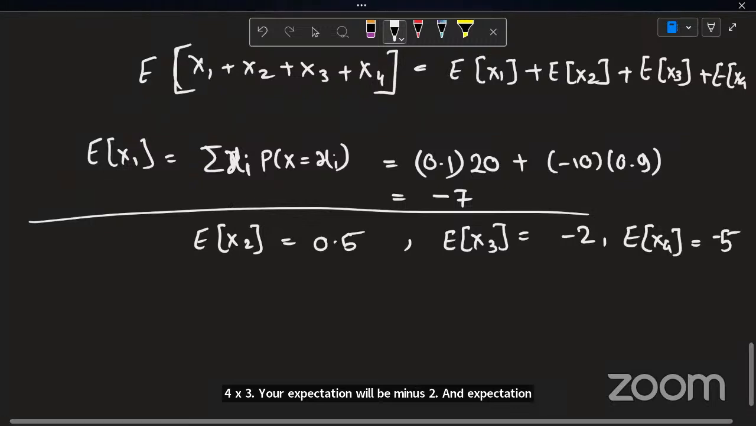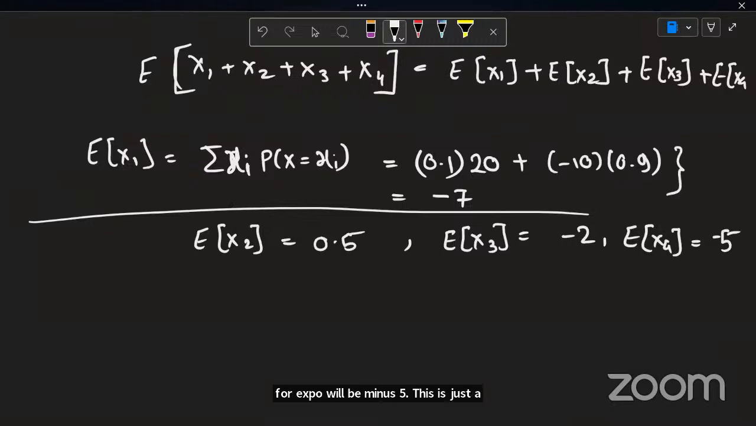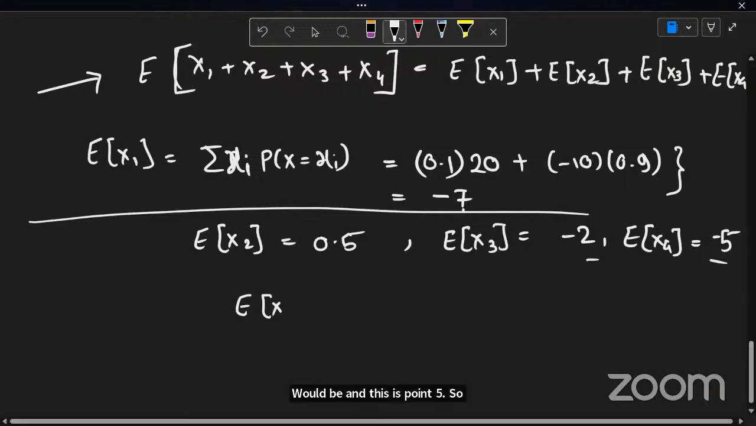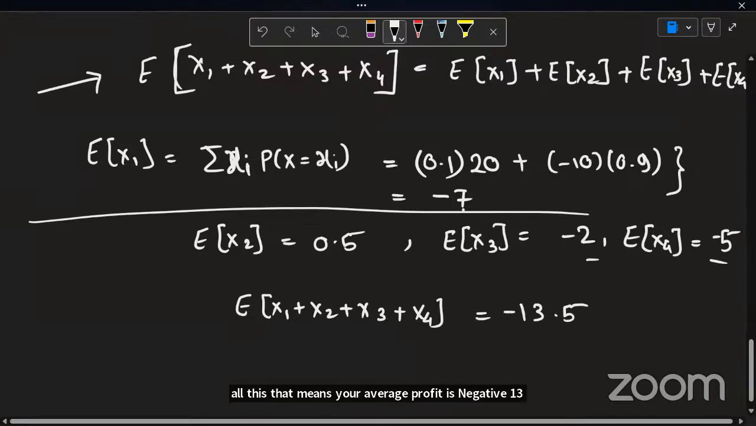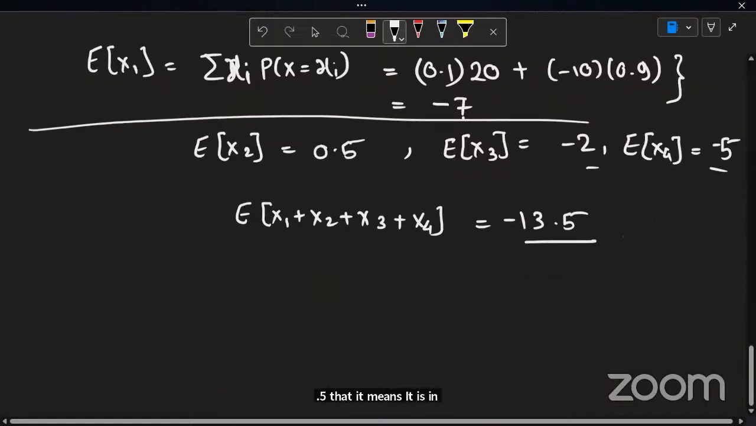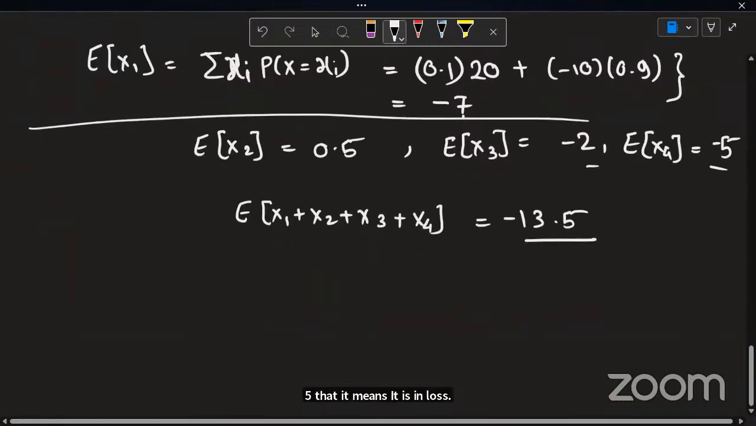This is just a similar calculation as we have done here. And then according to this part, your final answer will be the sum of all these things. So see, -7, -2, -5, 40, and this is 0.5. So your expectation for all this, that means your average profit, is -13.5. That means it is in loss. Initially I told you that this negative sign means negative profit, that is loss.